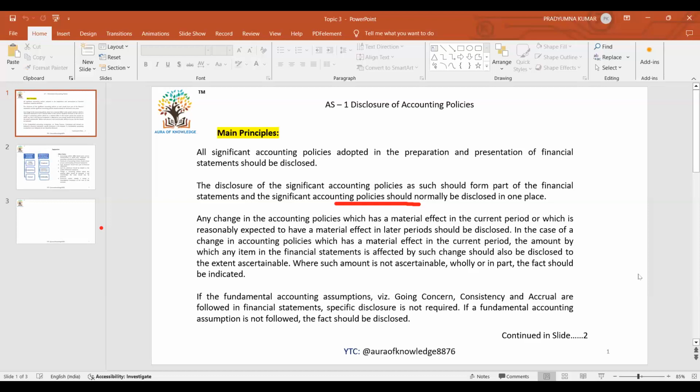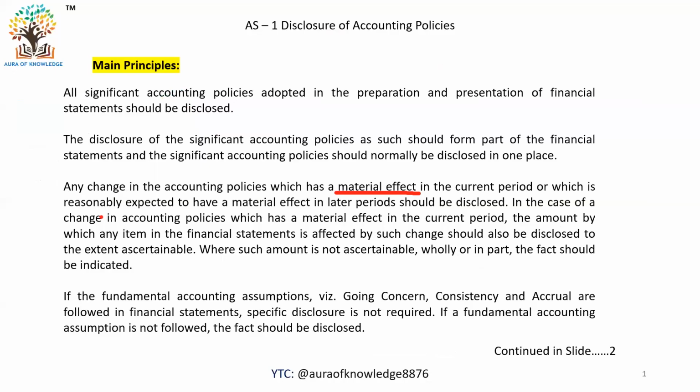Now the last point is, if the fundamental accounting assumptions of going concern, consistency, and accrual are followed in financial statements, specific disclosure is not required. If a fundamental accounting assumption is not followed, the fact should be disclosed.